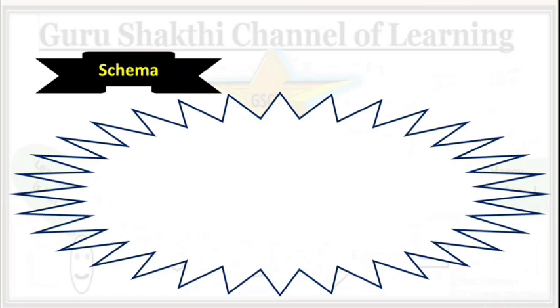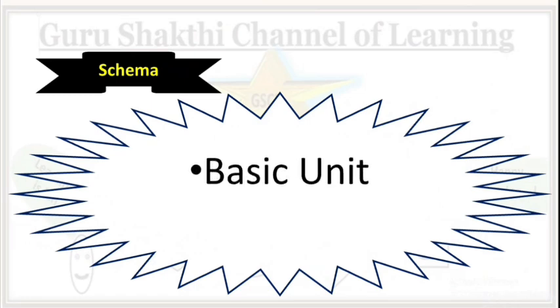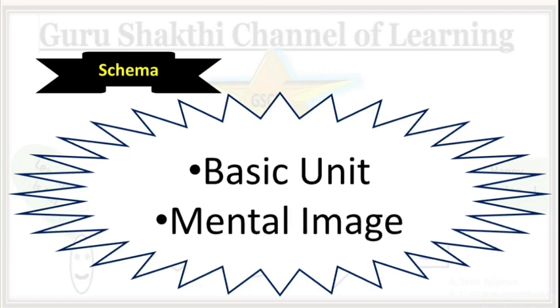Starting with the schema, these are the mental images that we humans carry in our brain. As and when we get exposed to various experiences, we keep on creating mental images of different things.